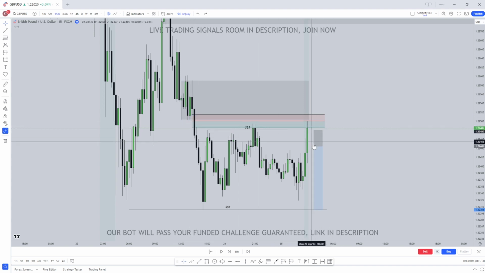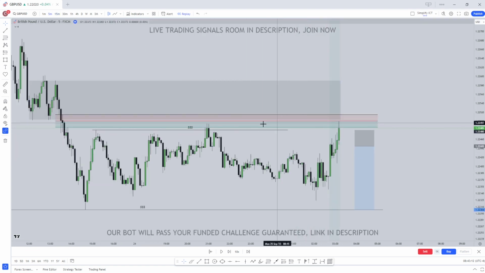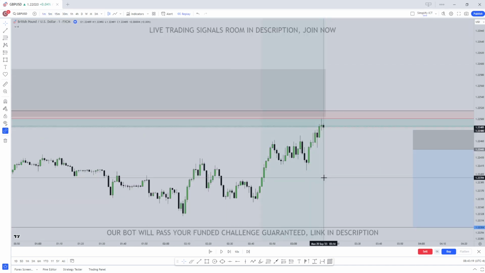value gap right here. And after price taps into this area and sweeps that liquidity on the 15-minute time frame and also the 5-minute time frame, you can see that sweep on liquidity. Let's go down to the 1-minute time frame and let's see what's happening, because we're also in the London kill zone session. It's quite obvious.